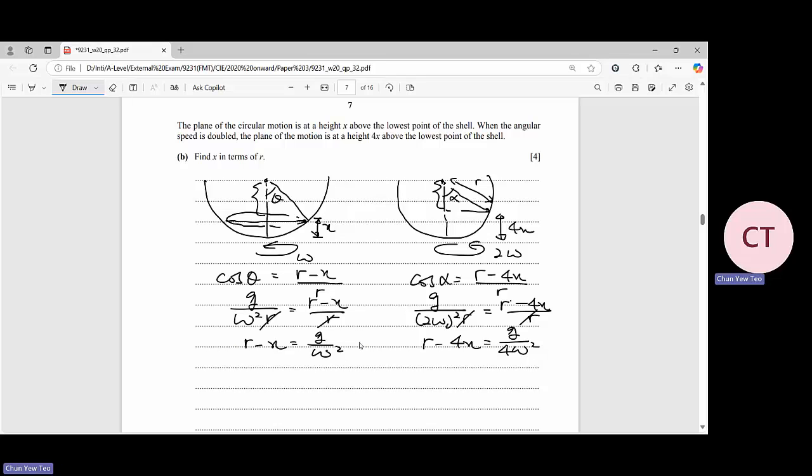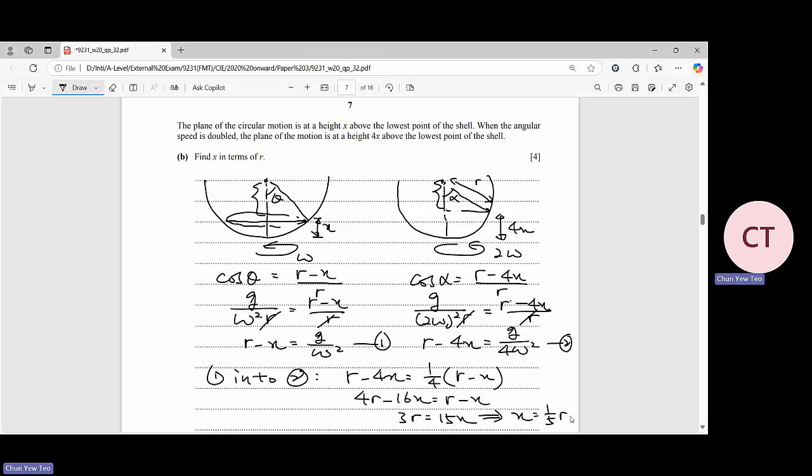So we're looking for x. I call this one equation 1 and this one equation 2. So 1 divided by 2, I get r minus 4x is equal to 1 over 4 of r minus x. You get 4r minus 16x equals r minus x. At the end, you get 3r equal to 15x. Then your x is equal to 1 over 5 r. Done. This will be the answer for the part B.